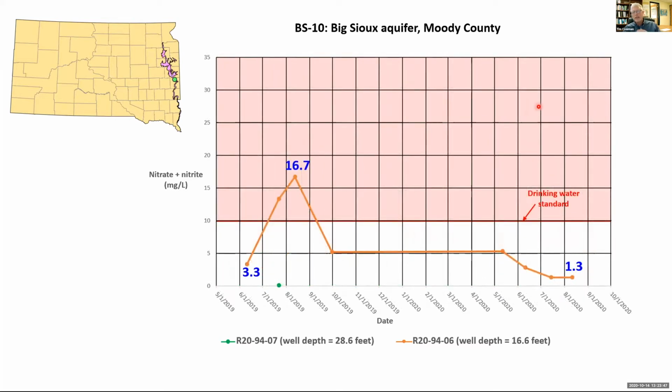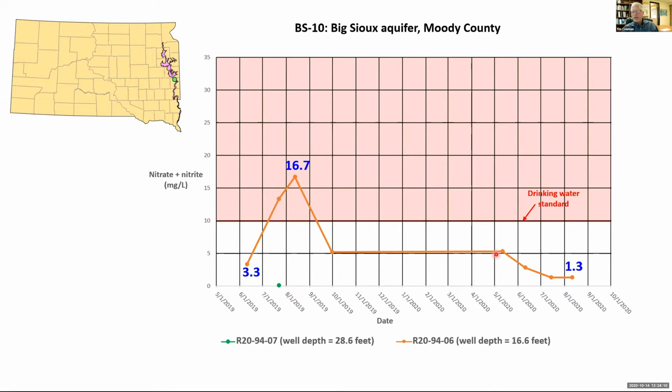So if we go in and look at what the intensive sampling showed at that site, here we do see some kind of a trend happening, but it's not the same each year. So in 2019, we sampled monthly starting in June, and we saw a ramp up in the nitrate values from 3.3 to a peak of 16.7 in August, and then they dropped back off at the end of September when we went in and sampled it again.